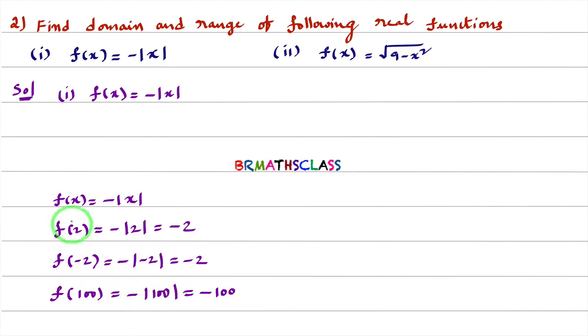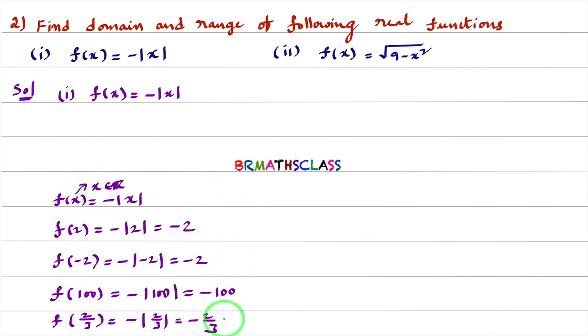Like that, you take x as any real value, and a y value exists. What you need to observe here is that this function is defined for all real numbers. You take x as any real value. For example, if I take f of 2 by 3, what is f of 2 by 3? Minus modulus of 2 by 3, which equals minus 2 by 3. You take x as any real value.